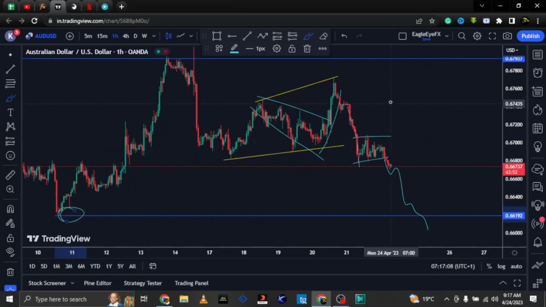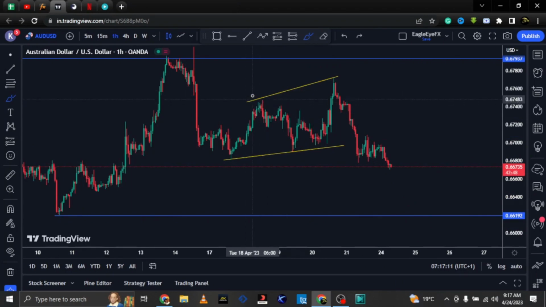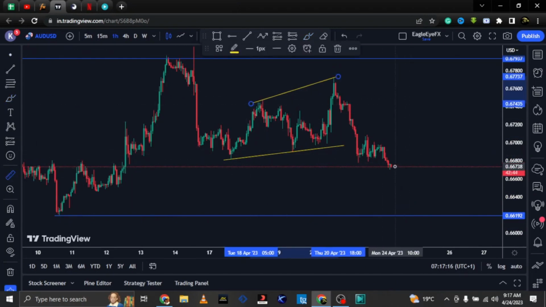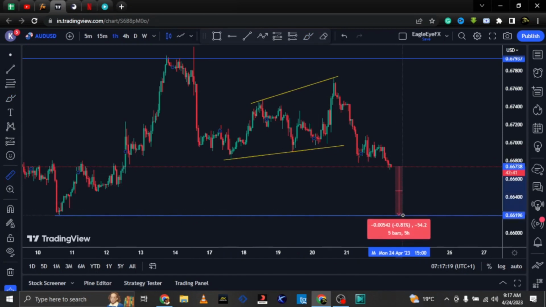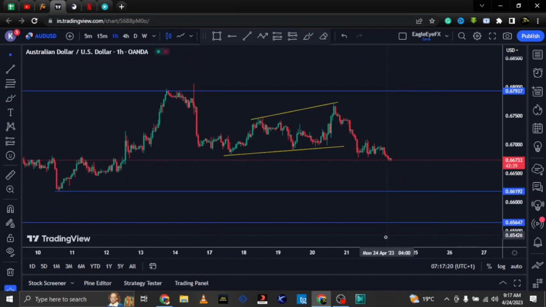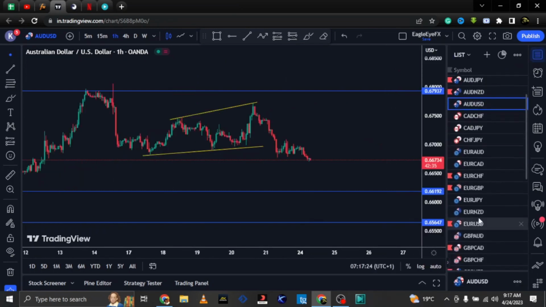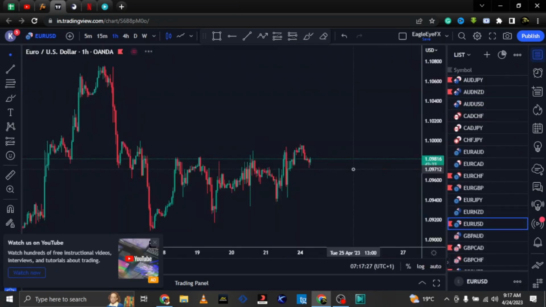At least I can target that level there as my first target. And you can see we are talking about roughly around 50 pips, which is not bad, and then all the way to the downside. So that is AUDUSD. So let's look at EURUSD.